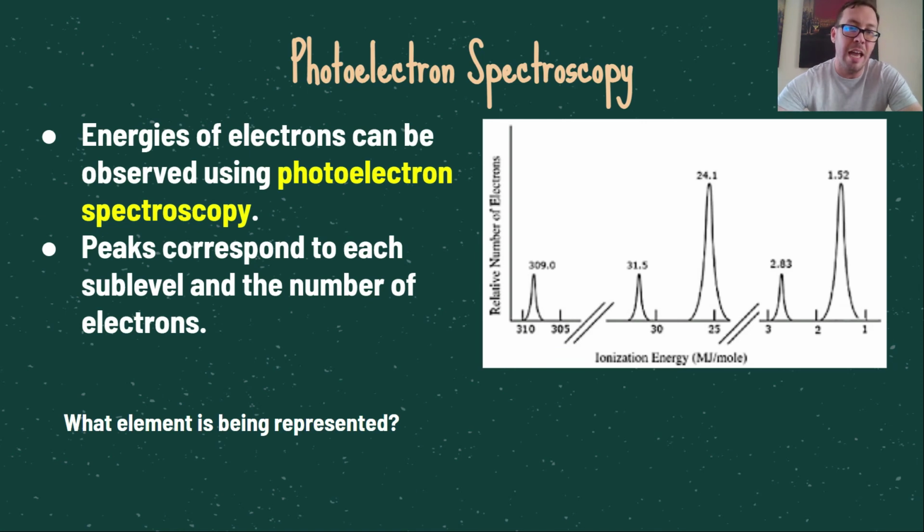So let's think about this. What element is being represented here? Well, we have a 1s sublevel, and then 2s, 2p6, 3s2, 3p6. So I would argue that this is a photoelectron spectroscopy of argon. Because if I look at this, I can easily determine the electron configuration from it. 1s2, 2s2, 2p6, 3s2, 3p6.